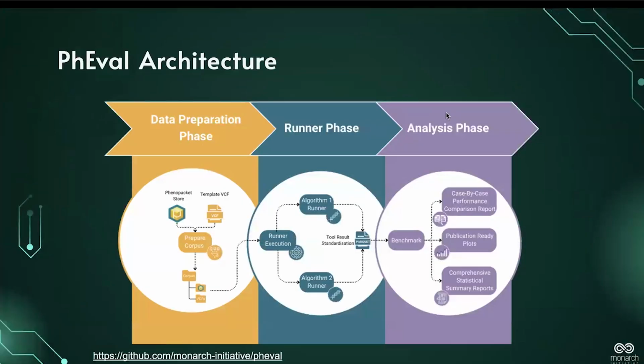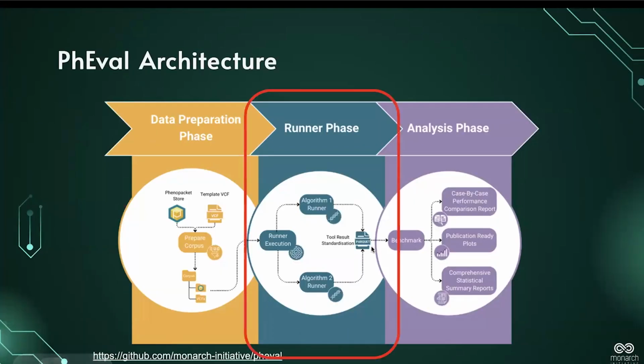So in my first talk, two months ago, we went over the architecture of PhEval, so how it's set out in three broad phases: the data preparation phase, the runner phase, and the analysis phase. In the first talk, we went more in depth into the analysis phase, how we did the benchmark, considering that we already had runners set up and could execute them to get these results. So today, we're going to be focusing more on this runner phase. This is the runner execution where we run these variant or gene prioritization tools to get the format we need to do the benchmarking.